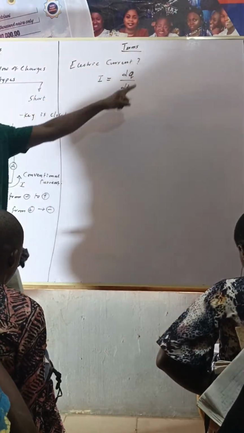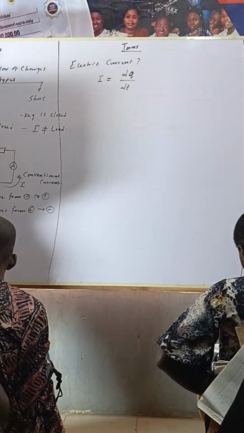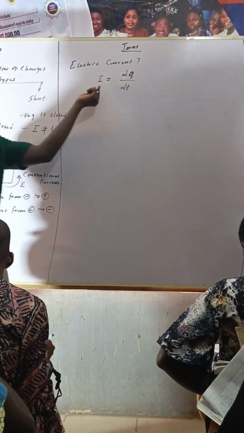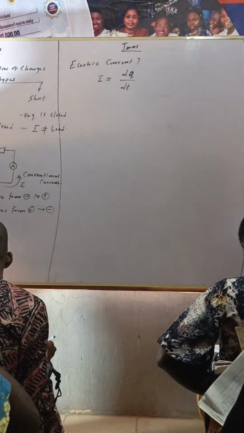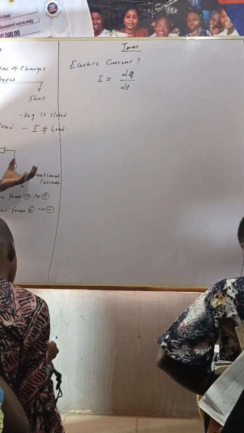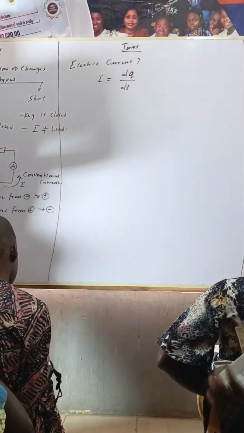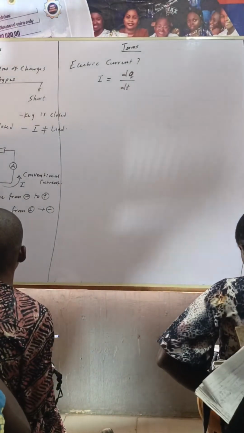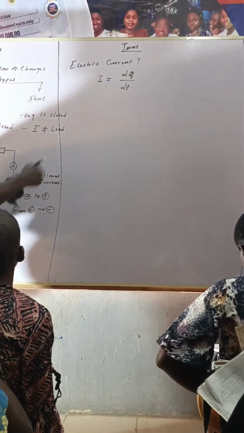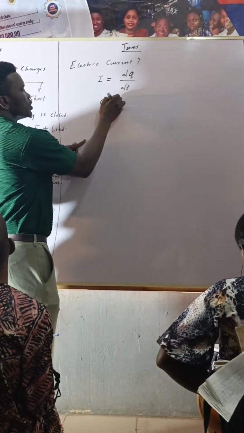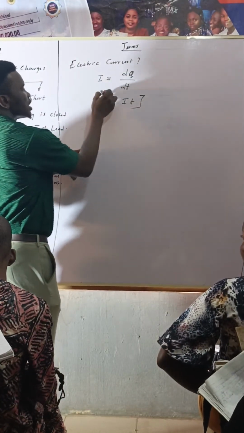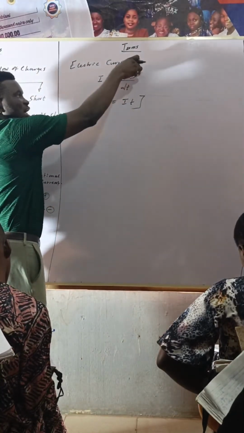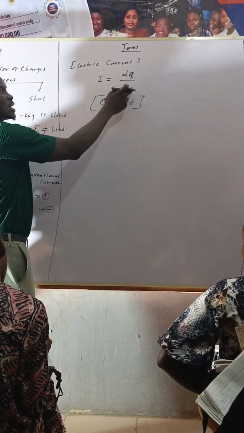The rate at which charges move, the rate at which electrons are moving in a circuit, then we call it electric current. The more the electrons, the more the charges, the more the current. It is like the result of electron flow is what current brings out. So generally, you can just say Q is equal to IT. I think that's the general formula you used to have. So your electric current is defined as the rate at which charges flow, and that's time related.